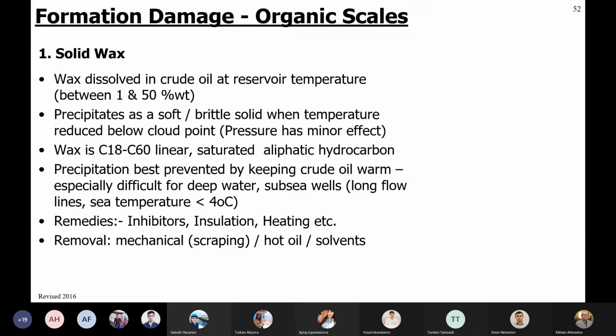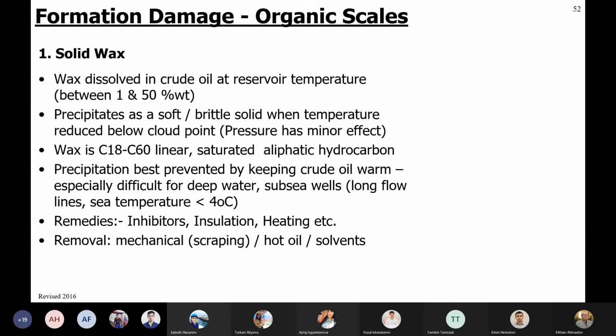There are some inhibitors to be used to prevent the wax precipitations, or again mechanical removal by scraping or injecting hot oil, solvents, or acid washing. It's called washing the tubing and wellbore from the wax precipitations.